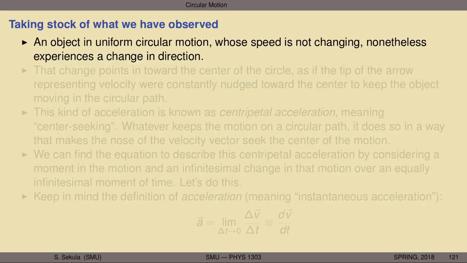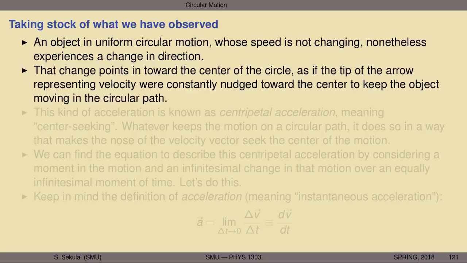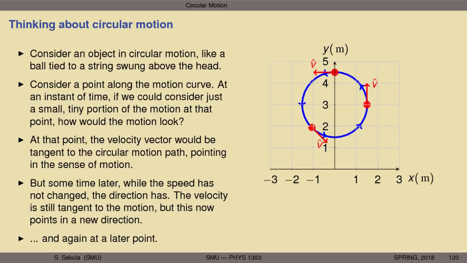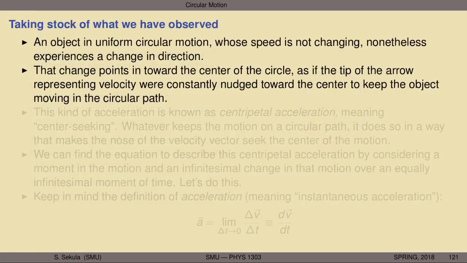So let's take stock of what we have observed. An object in uniform circular motion whose speed is not changing nonetheless experiences a change in direction. There is a change. If we go back and take a look at that graph, what's the tip of the arrow that represents the velocity vector at any moment doing? It's tilting toward the center in each moment of time. And it's this tilting toward the center, as if something were constantly nudging the vector, hey, move back toward the center of the circular path. That's what keeps it on the circle.